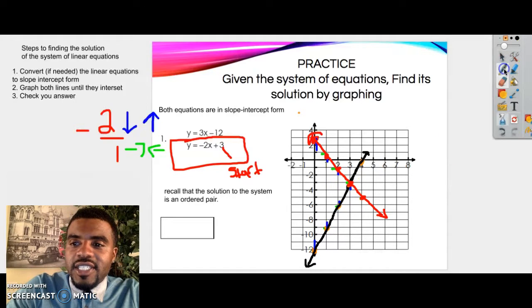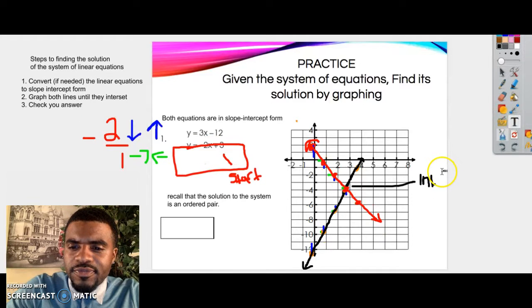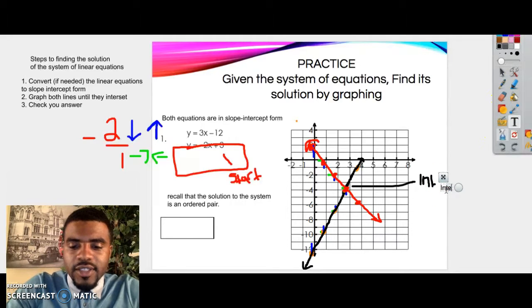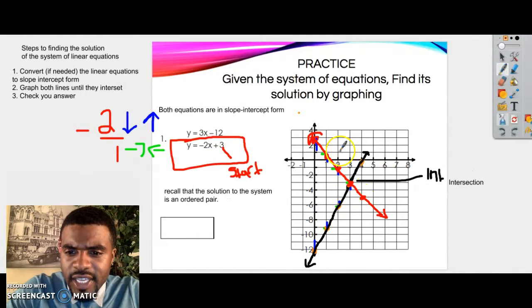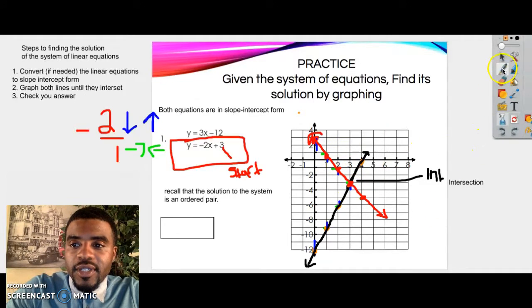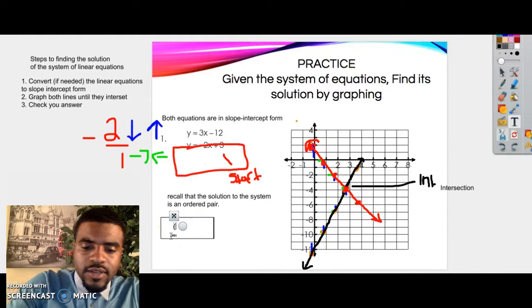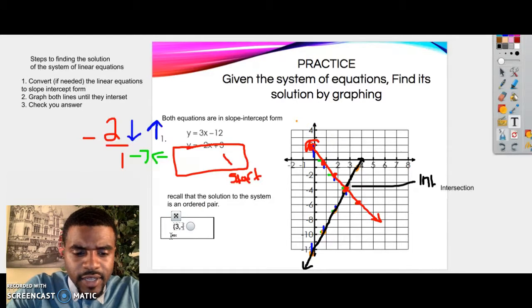So the intersection is obviously here, right? We have an intersection. So this would be our solution. I'm going to try to type that in for you. All right, so this is where we had an intersection. In this case, the intersection is, let's see, 1, 2, 3, and 1, 2, 3. So 3, negative 3. I'm going to go ahead and type that in. Looks like it's 3, negative 3.